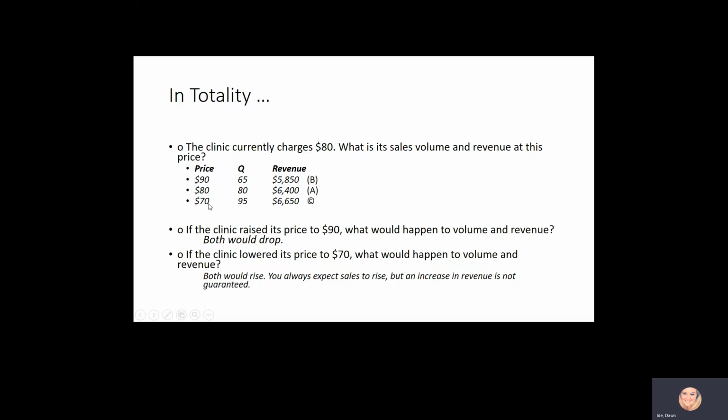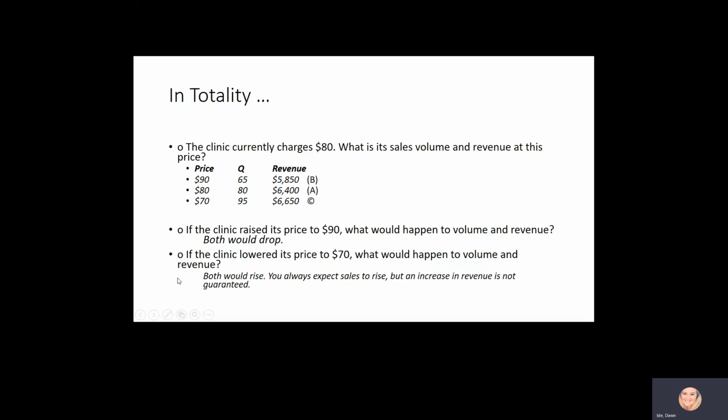And then lastly, we lowered the price again, and we saw not only those original customers come back, but a few more, and we ended up making more money. So if the clinic raised its price to $90, what would happen to volume and revenue? And that was right here. The volume went down and the revenue went down. We lost customers and we lost money, right?